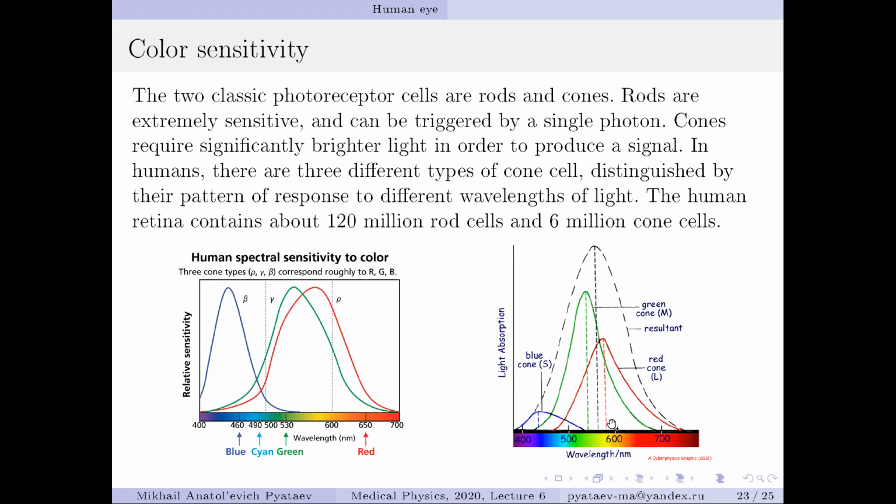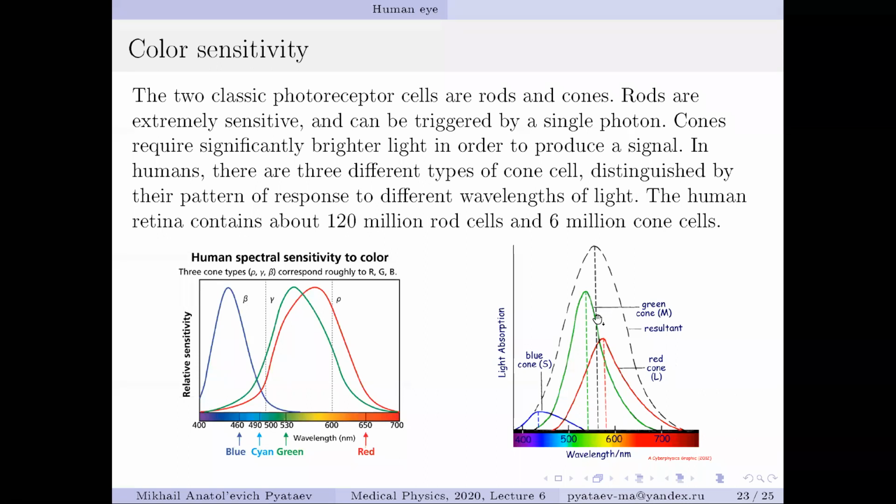Next thing is that since we have only three types of cone cells, every optical sensation can be obtained by stimulation of these three cone cells. That's why we can interpret the light sensation as yellow if we have a mix of red and green light.